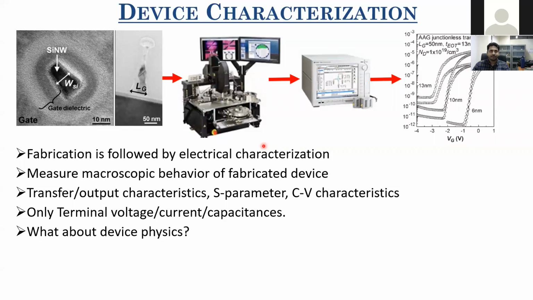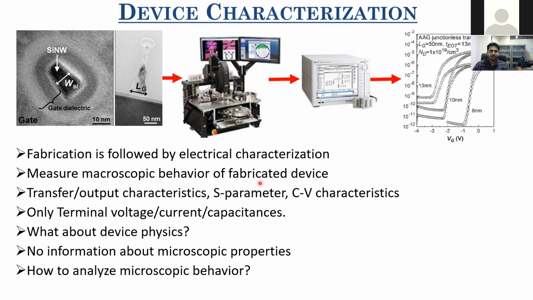What exactly is the physics governing that? That is only obtained when we can probe into the microscopic characteristics. What are those microscopic characteristics? Those microscopic characteristics can be the electric field inside your device, the doping concentration at different points in your device, the carrier concentration, and so on.